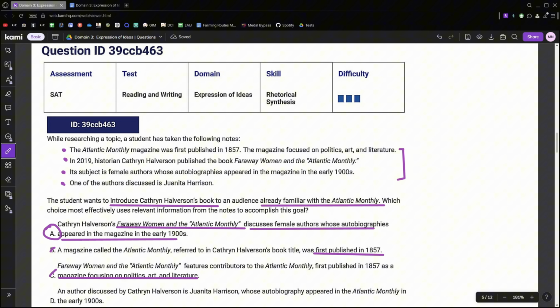Now let's look at D. An author discussed by this person is this person whose autobiography appeared in the Atlantic Monthly in the early 1900s. This answer choice failed the first part of the task. It doesn't even mention the book's name. D is going to be wrong. That's why A is correct. It explains the book without explaining the magazine. That satisfies both parts of the task.